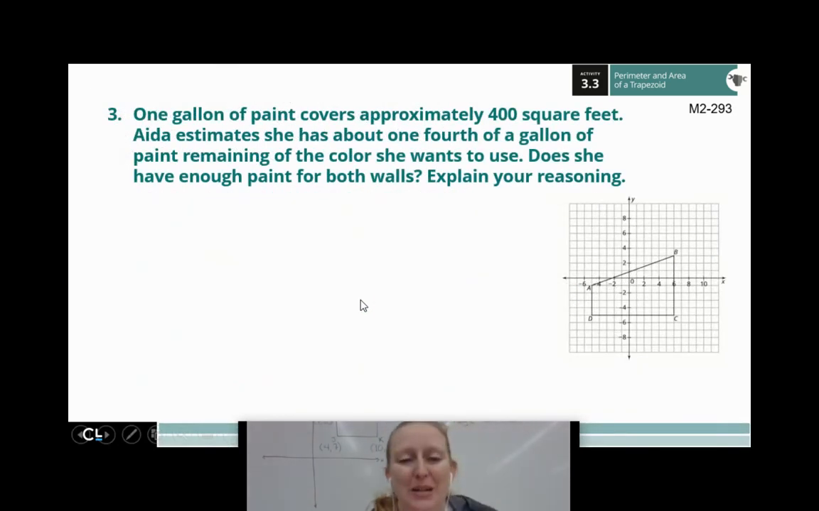Now, they're ready to paint. So they've got their painter's tape. They've edged the walls. Yay, they are ready to paint. 1 gallon of paint covers approximately 400 square feet. And Ada estimates that she has about 1/4 of a gallon of paint remaining of the color she wants to use. Does she have enough paint for both walls? Crunch some numbers, do some math, hit pause, work that out, and then hit play when you're ready to check your work.